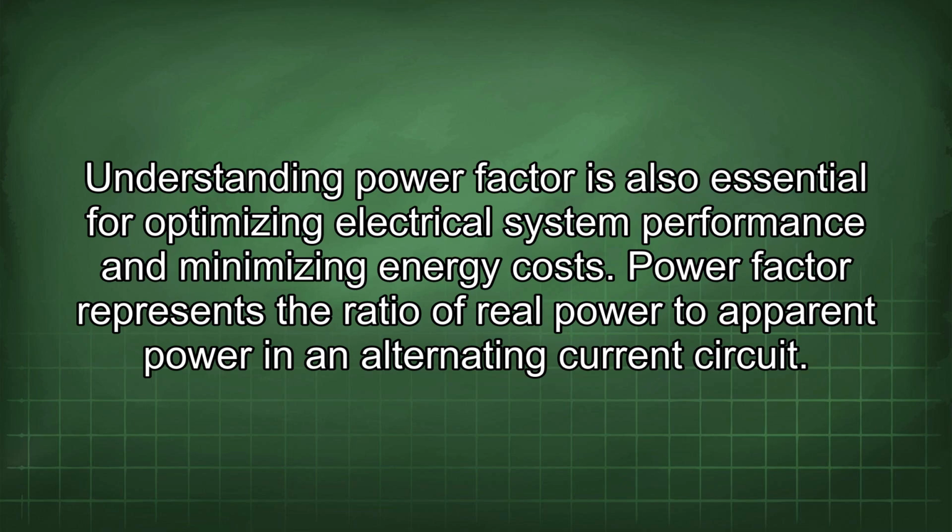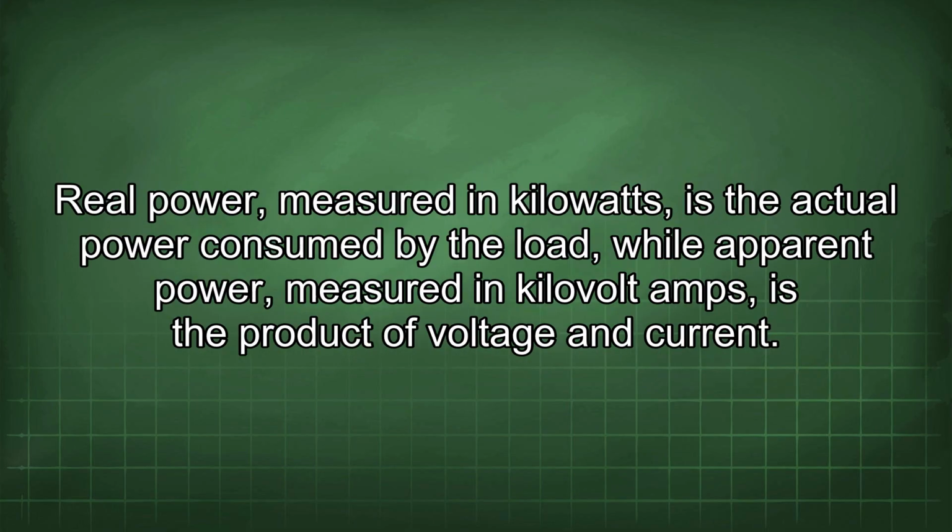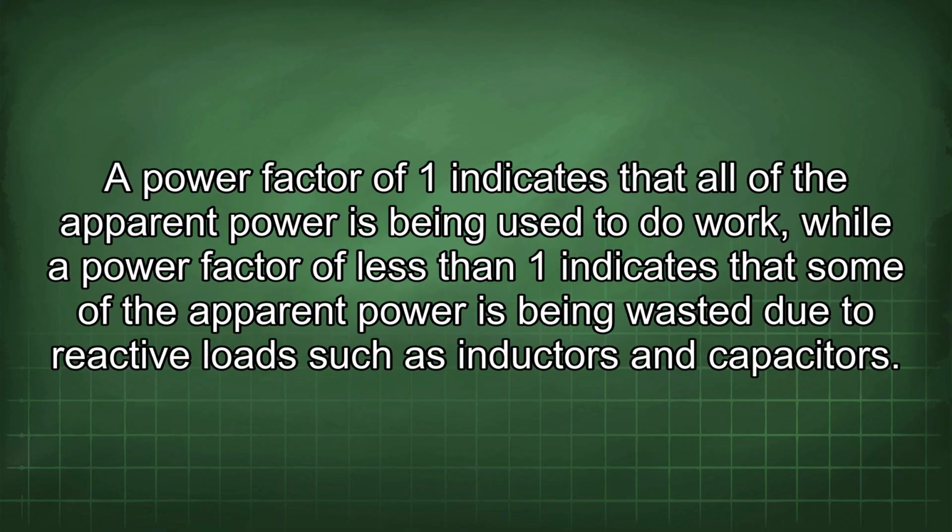Power factor represents the ratio of real power to apparent power in an alternating current circuit. Real power, measured in kilowatts, is the actual power consumed by the load, while apparent power, measured in kilovolt amps, is the product of voltage and current. A power factor of 1 indicates that all of the apparent power is being used to do work, while a power factor of less than 1 indicates that some of the apparent power is being wasted due to reactive loads such as inductors and capacitors.